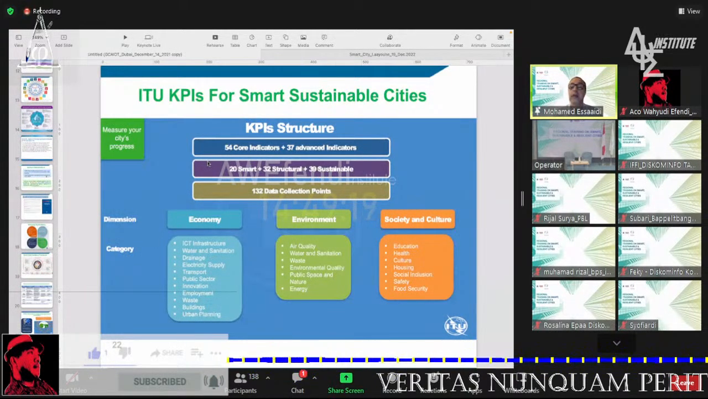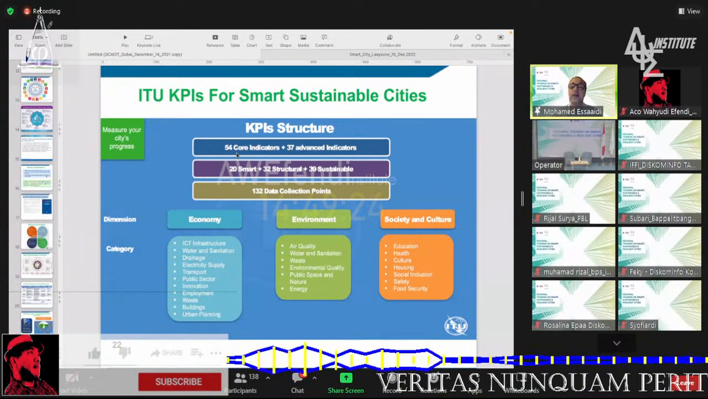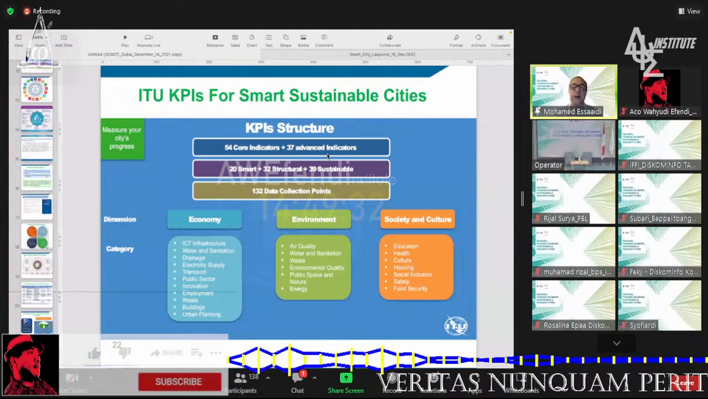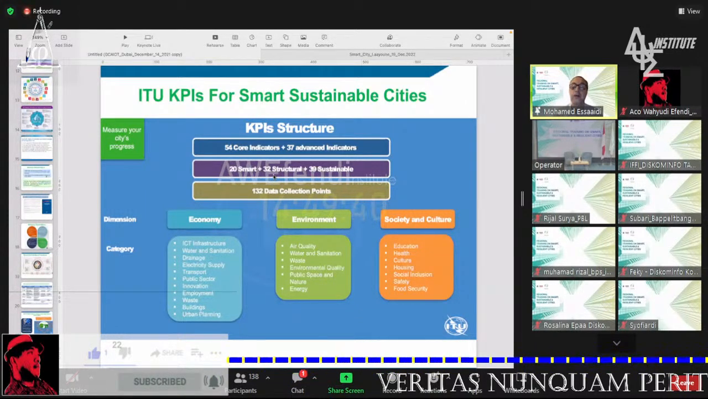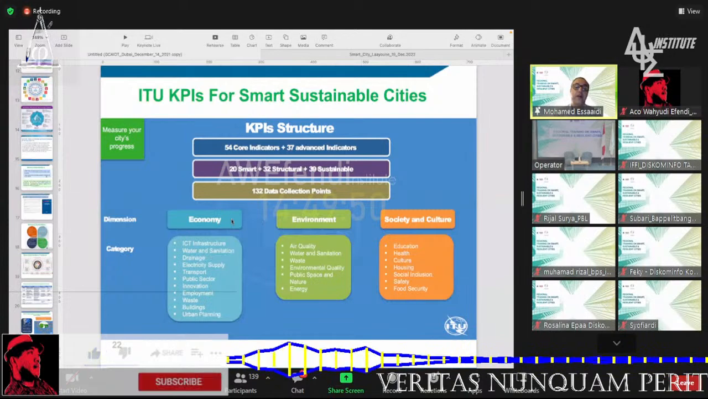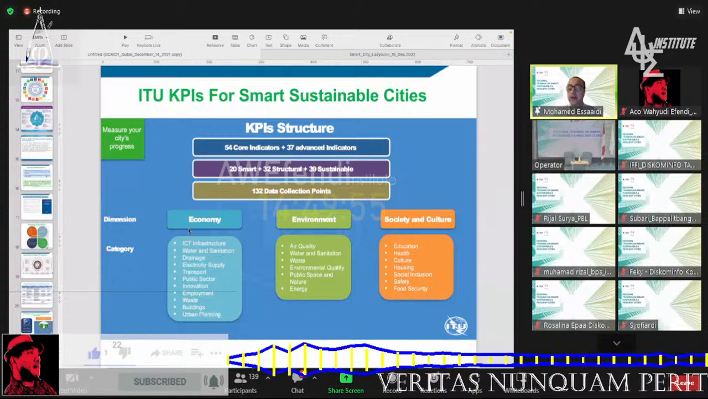This KPI framework is composed of about 100 indicators, from which we have 54 core indicators, additional indicators. We have 20 smart indicators, 32 structural indicators, and 39 for sustainability. And it covers 3 dimensions, as indicated here: economy, environment, and society and culture.